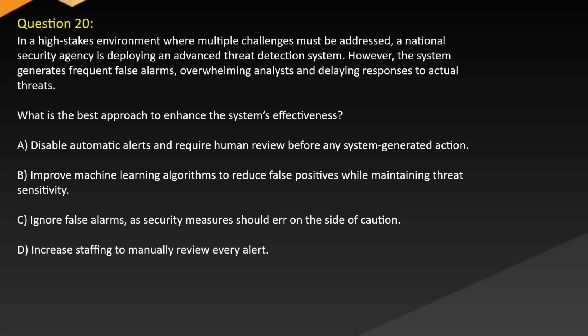A. Disable automatic alerts and require human review before any system-generated action. B. Improve machine learning algorithms to reduce false positives while maintaining threat sensitivity. C. Ignore false alarms as security measures should err on the side of caution. D. Increase staffing to manually review every alert.